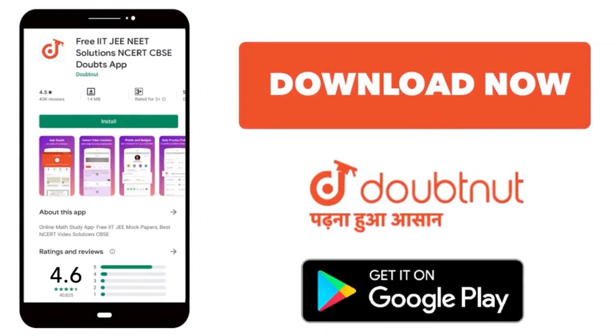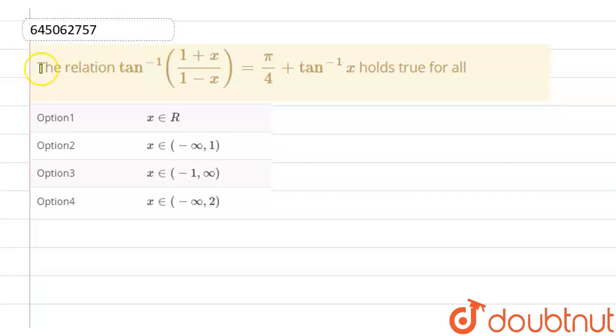Hello everyone, so in this question it is given that the relation tan inverse of (1 plus x)/(1 minus x) is equal to pi by 4 plus tan inverse x holds true. So we have to find the value of x, where x belongs to.